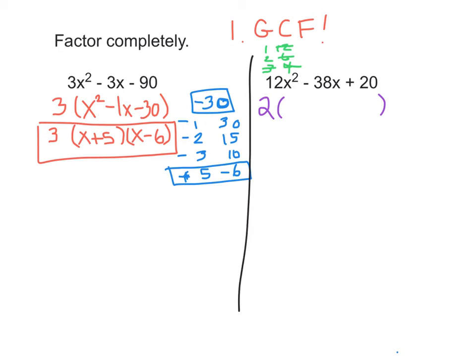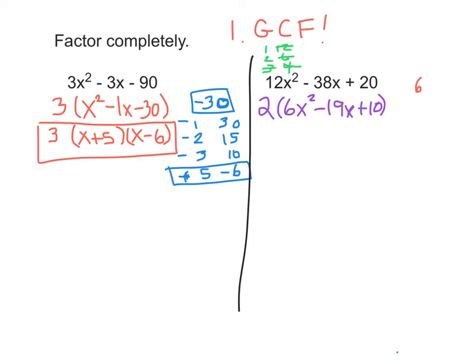So 12 divided by 2 is 6, so we have 6x squared, minus 38 divided by 2 is 19x, and then 20 divided by 2 is 10, so plus 10. Now, what we're going to do, we're going to ignore our GCF out here. We're going to look just at the parentheses, and we'll notice that we need to factor this by using magic number. 6 times 10 is 60.